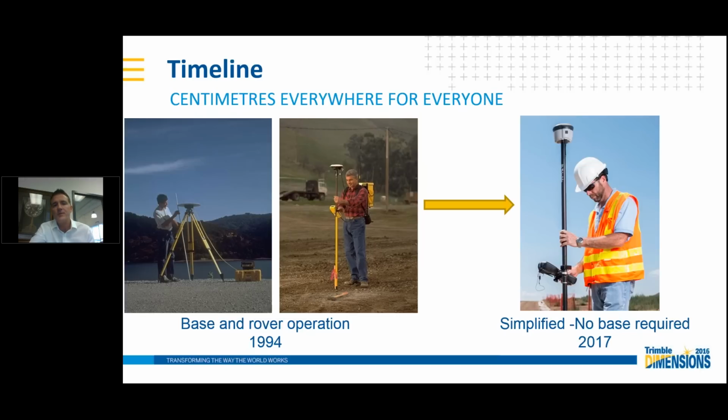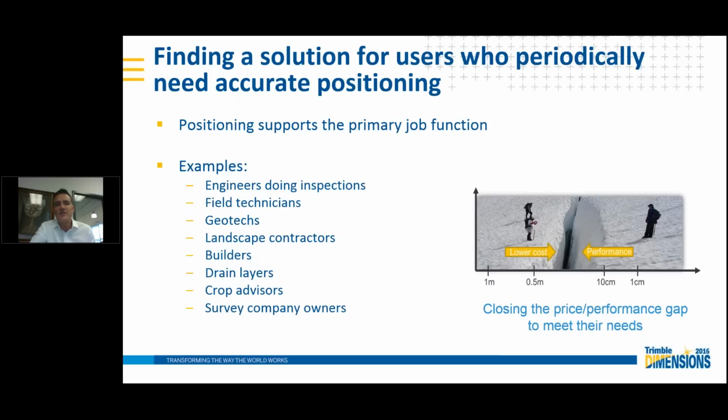And so the Catalyst system from Trimble is sort of based on that delivery model as well. So finding a solution for surveyors who periodically need accurate positioning. Manufacturers have identified a need over the years for a solution for users who periodically require accurate positioning, like I said in the beginning of this webinar. So the positioning component of their job, unlike surveyors, is to support their primary function rather than being at the heart of it, as it is with everyone probably on this call today. Examples of this would be engineers doing inspections, field technicians, geotechnical, landscape architects, landscape contractors, builders, drain contractors, crop advisors.